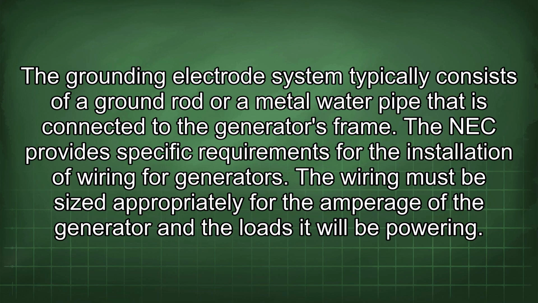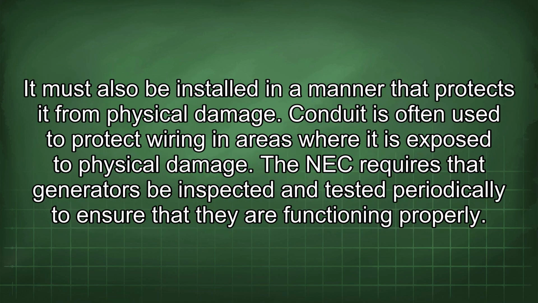The NEC provides specific requirements for the installation of wiring for generators. The wiring must be sized appropriately for the amperage of the generator and the loads it will be powering. It must also be installed in a manner that protects it from physical damage. Conduit is often used to protect wiring in areas where it is exposed to physical damage.